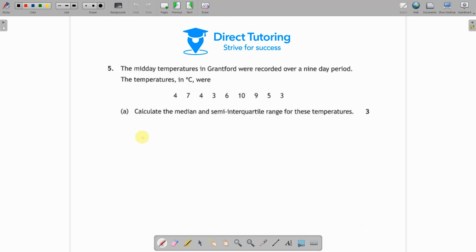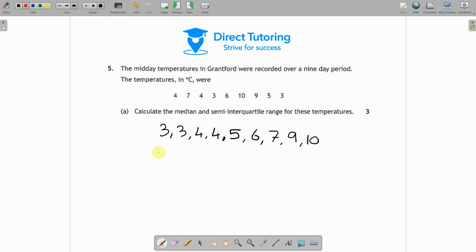So if we have a look at number 5, it's a statistics question, and it's talking about the midday temperatures which were recorded over a 9-day period, and it's asking us to find the median and the semi-interquartile range for these temperatures. So first things first, we need to put these numbers in sequential order. So it's going to be 3, 3, 4, 4, then a 5, 6, 7, 9, and 10.